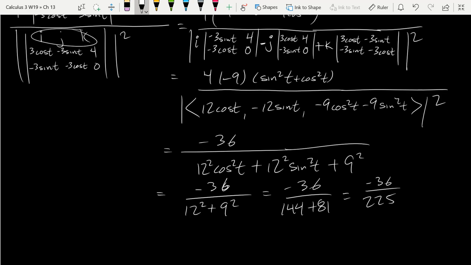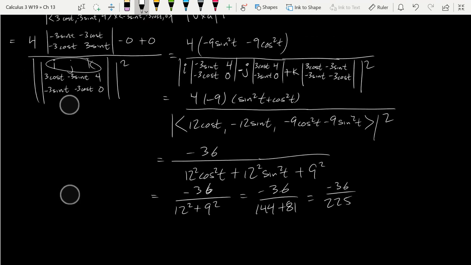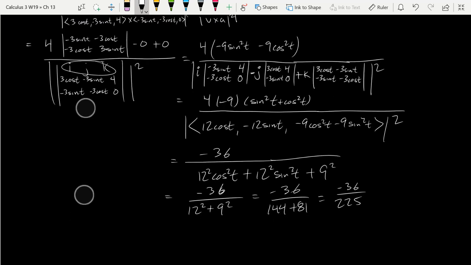Would that be 6i over 15 squared? There's 6 squared over 15 squared? Mm-hmm. Yeah.